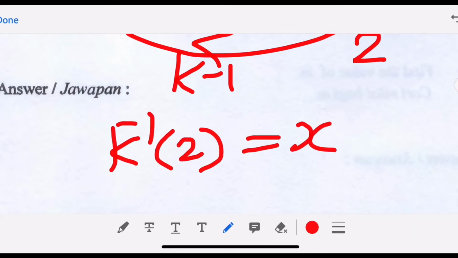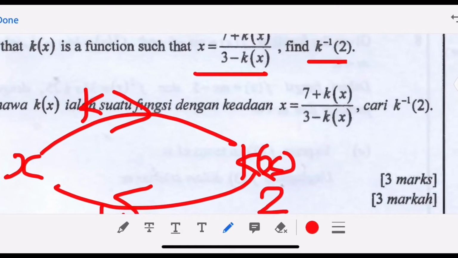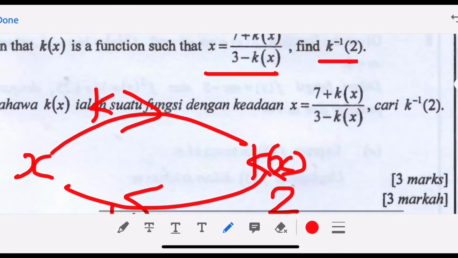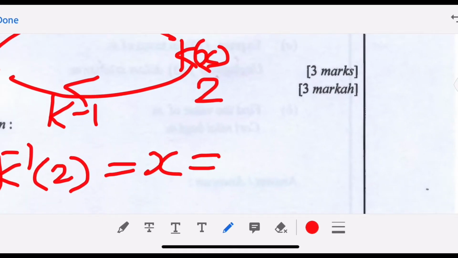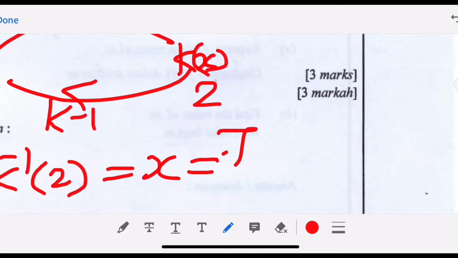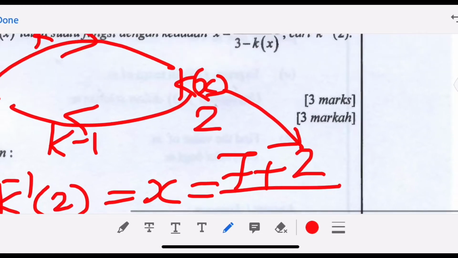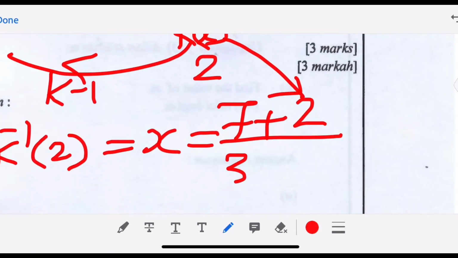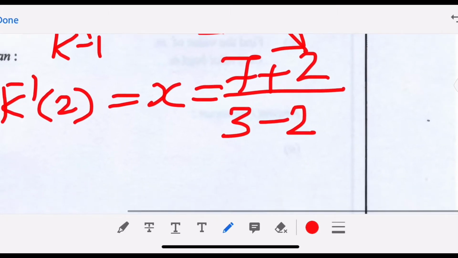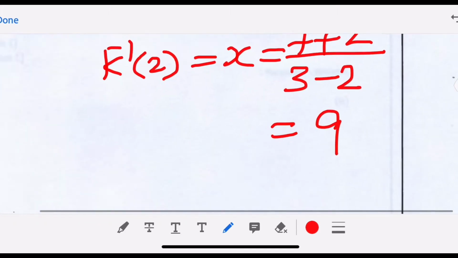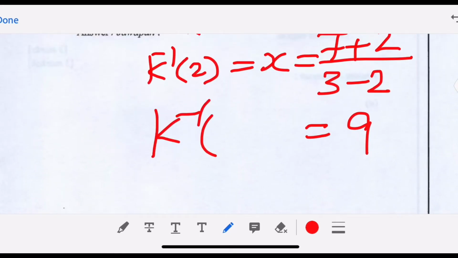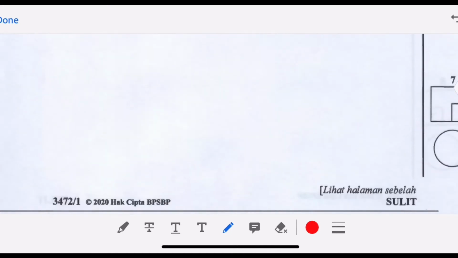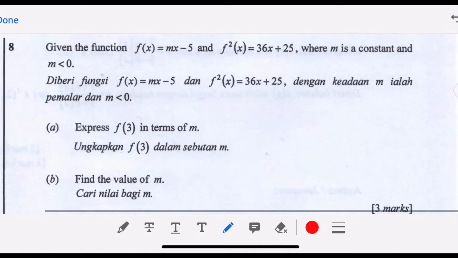That is called the inverse function. That means k negative 1 will bring back the 2 to x. So that means your k(x) is 2. So you just substitute k(x) equal to 2 into the x. Then you get the answer, and the answer is your object. So it's just a matter of testing your understanding of the inverse function. Okay, so the answer is 9. So that is the answer for the inverse. It will bring back 2 to 9.